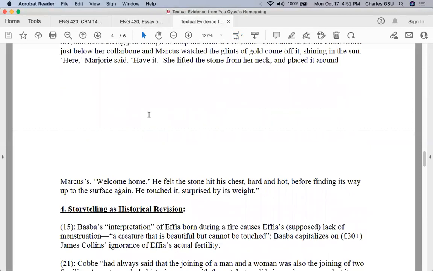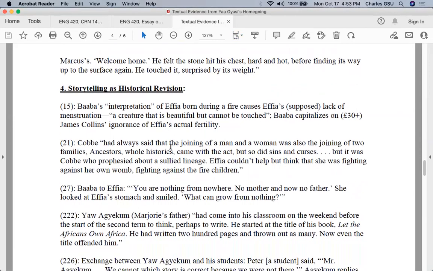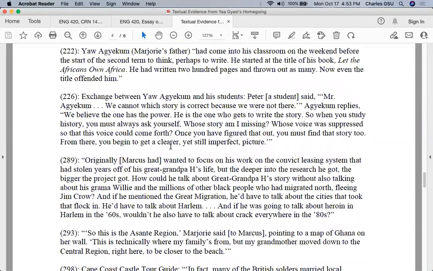Number 4 is about storytelling as historical revision, because in this novel, of course, it is a story, or really a series of stories, that in some ways revises the history of what the characters think of themselves and their ancestors and the African diaspora.